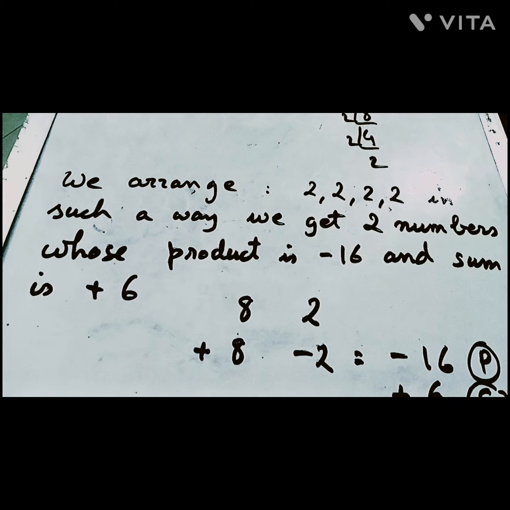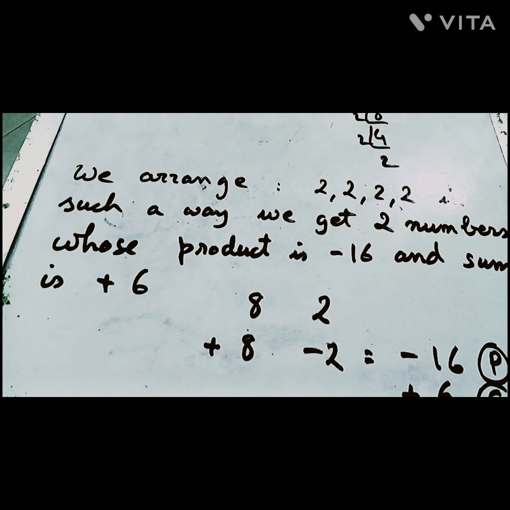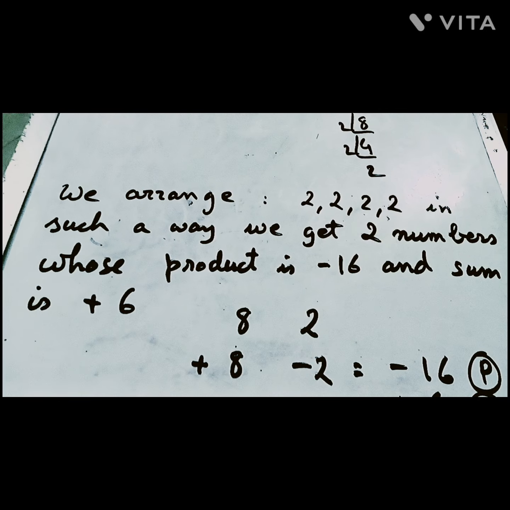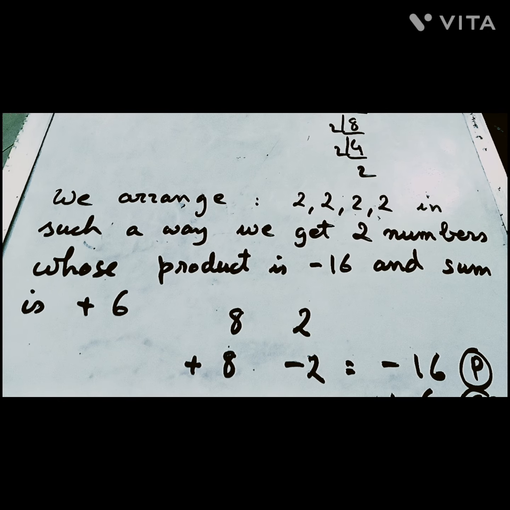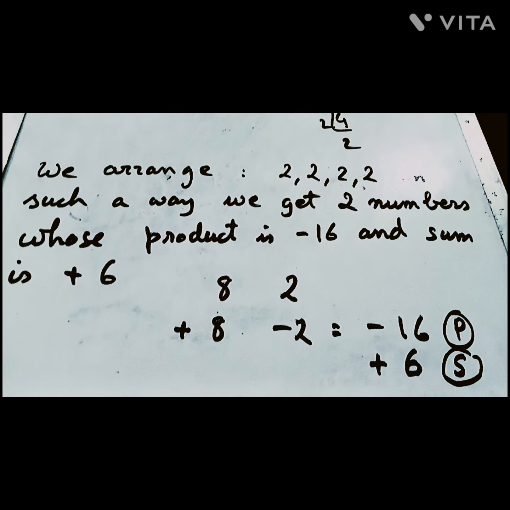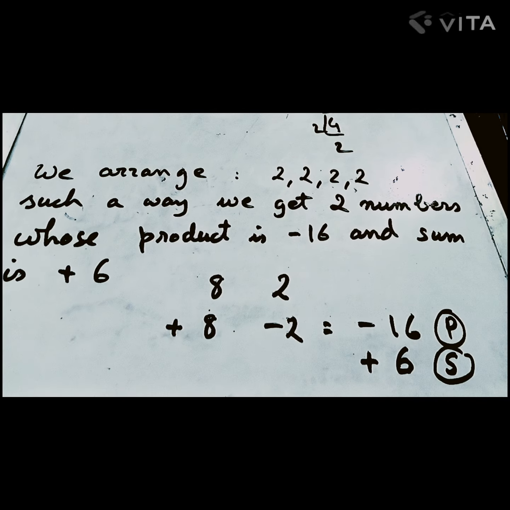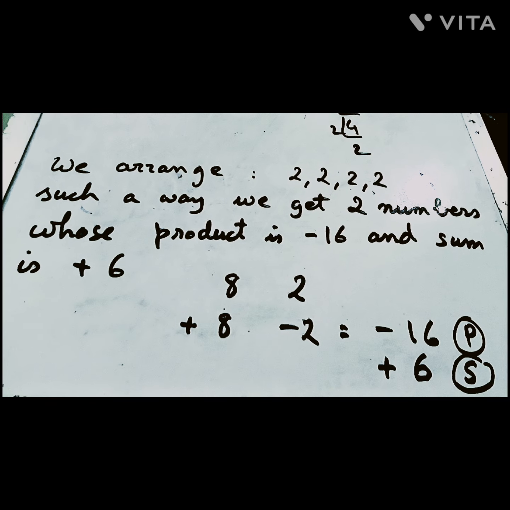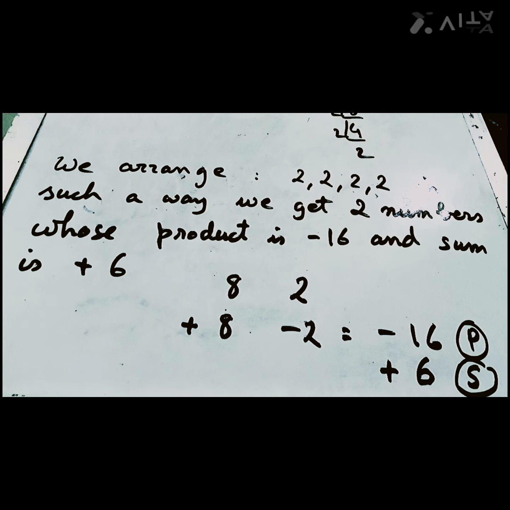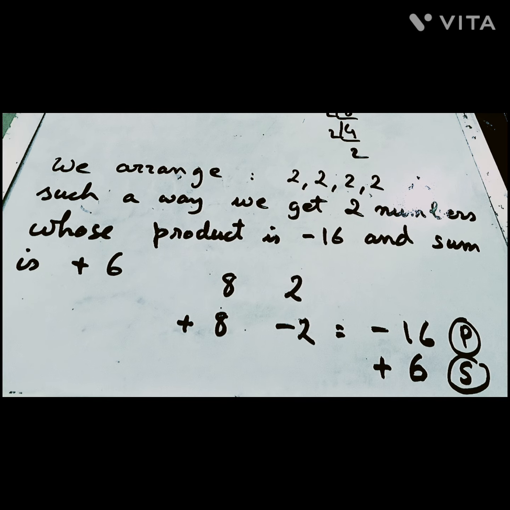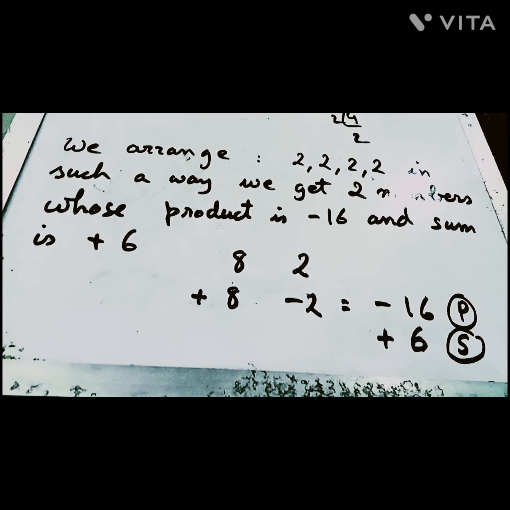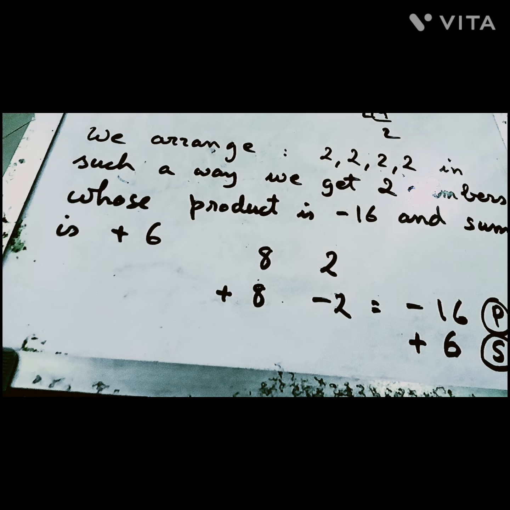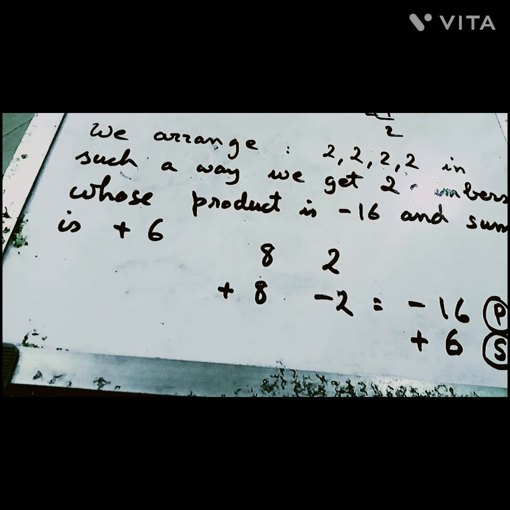So what will be the product? 8 times 2 is 16, plus and minus becomes minus, so the product is minus 16. I've taught you in the integer section. And what will be the summation? Plus 8 and minus 2 is plus 6. So we have got the two terms, plus 8 and minus 2, which satisfy both the product and the summation.